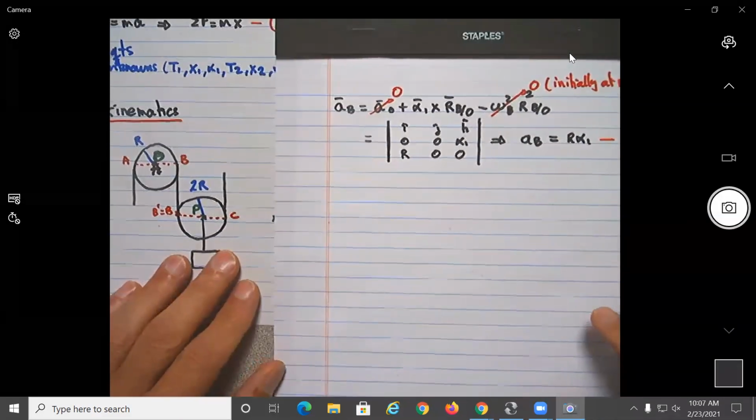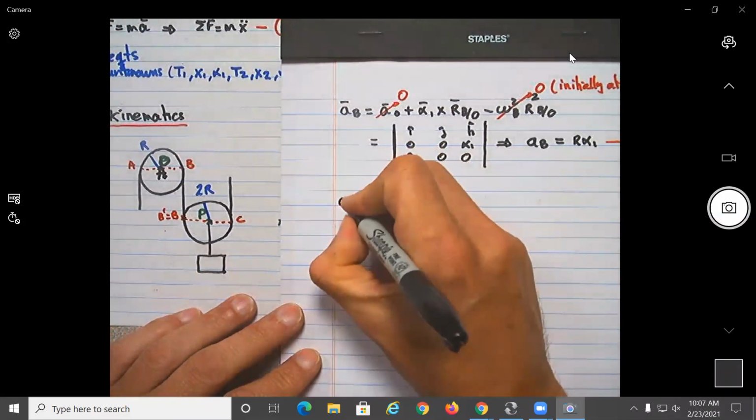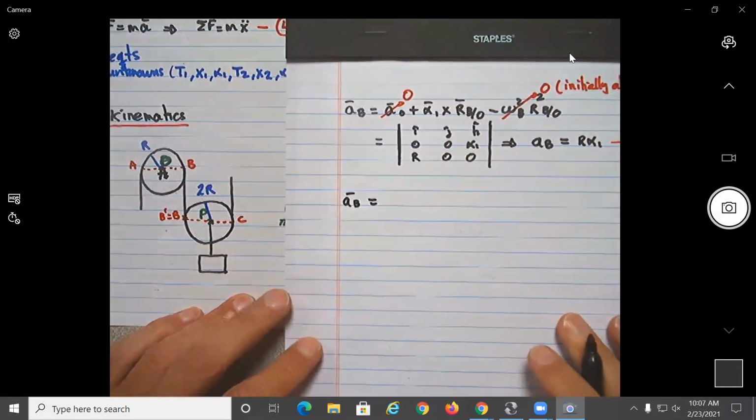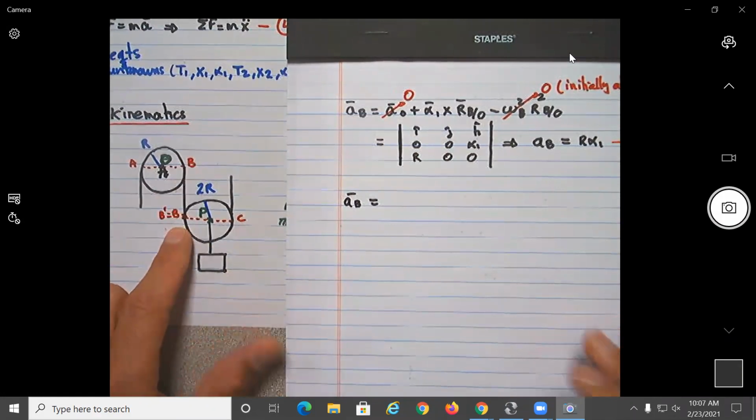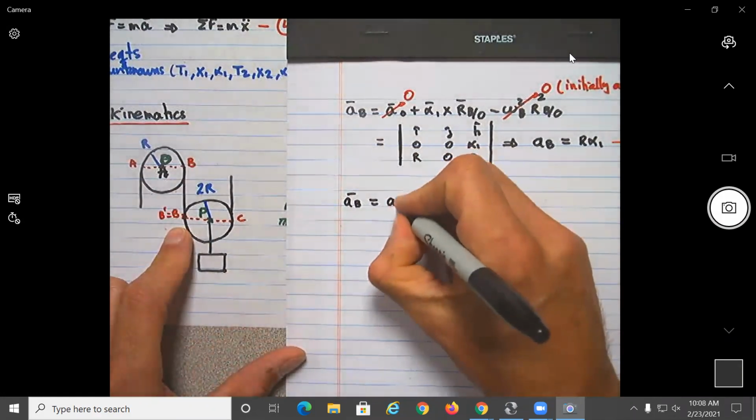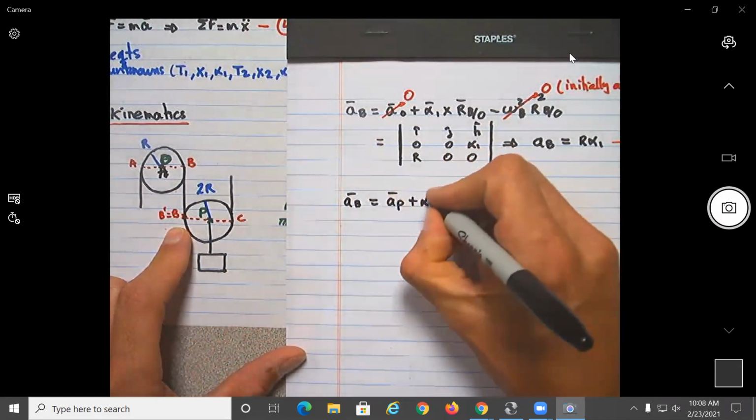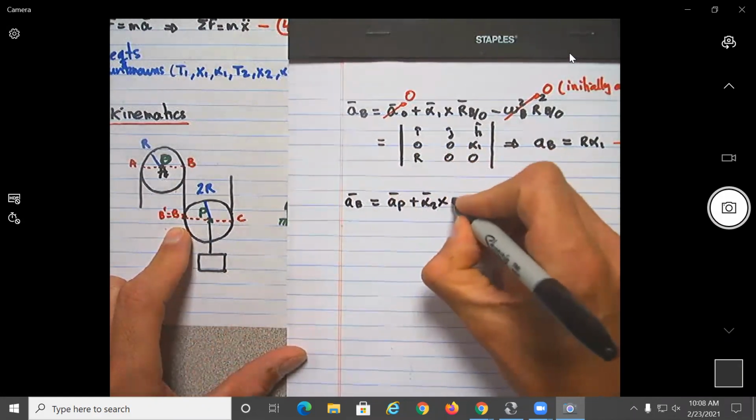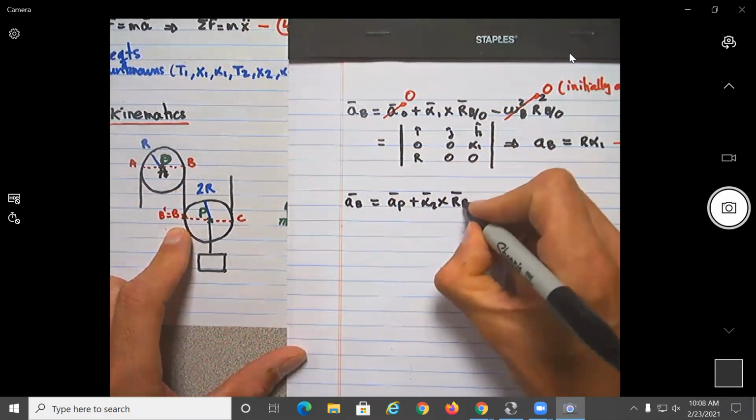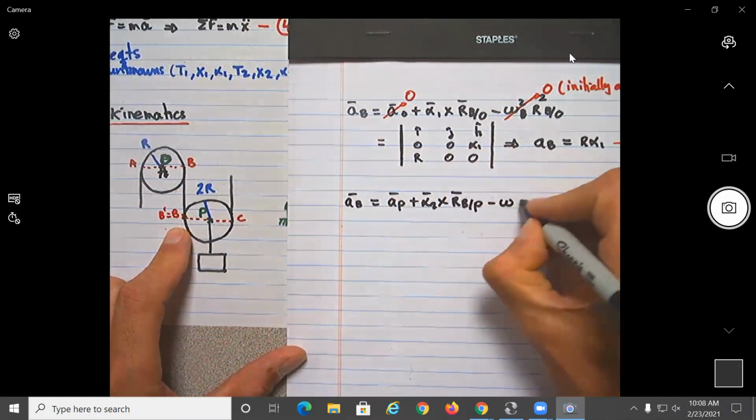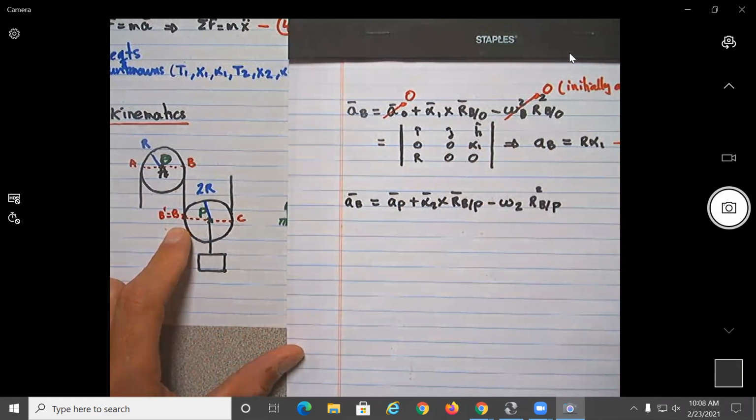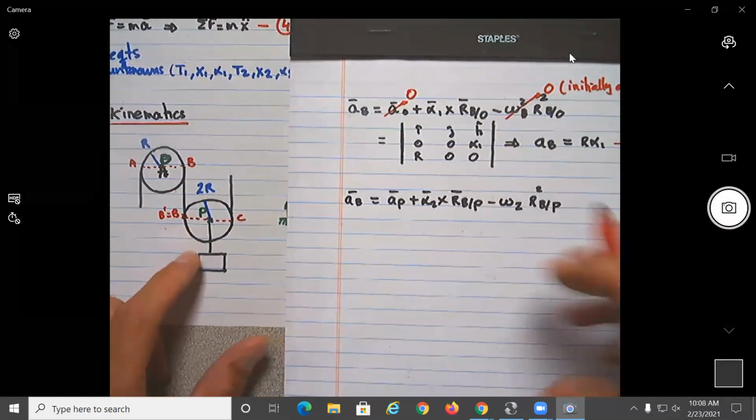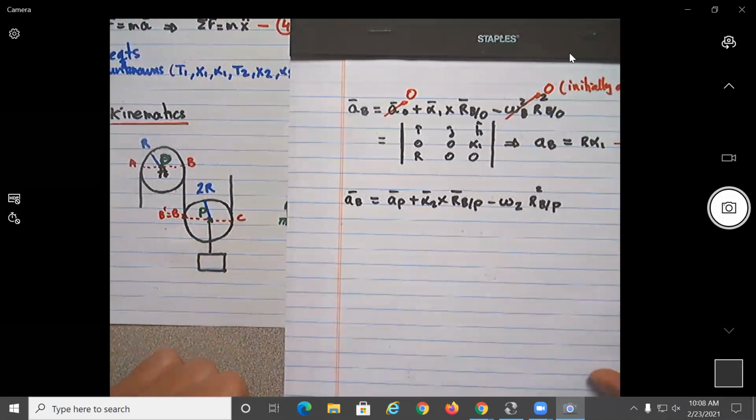Now we need to be careful with the other one. We can also calculate the acceleration of B from where? From point P, no? Because this point is the same as this one. So here you have the acceleration of P plus alpha 2 cross R of B with respect to P, minus omega 2 squared times the position of B with respect to P. Okay, that's the only one I'm going to do the calculation with you. Then I'm just going to give you the equations.